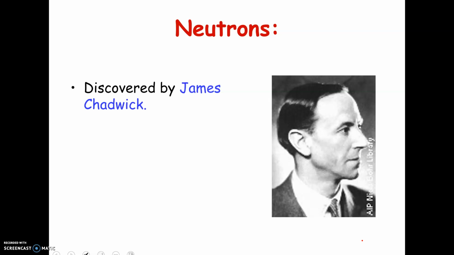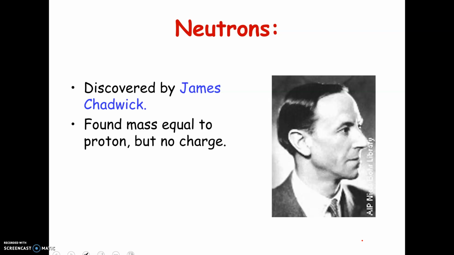Neutrons were discovered by James Chadwick. They never really talk much about what experiments he did, but just know that he's the one that's credited with the discovery of the neutron. And what is a neutron? A neutron has a mass pretty much equal to a proton, but it doesn't actually have a charge.